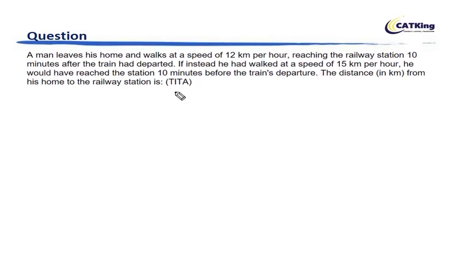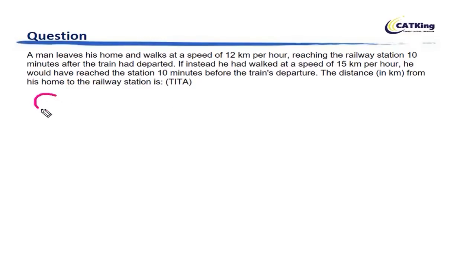A man leaves his home and walks at a speed of 12 km per hour, reaching the railway station 10 minutes after the train had departed. If instead he had walked at a speed of 15 km per hour, he would have reached the station 10 minutes earlier. The distance from his home to the station is. Now, how will you solve this question?